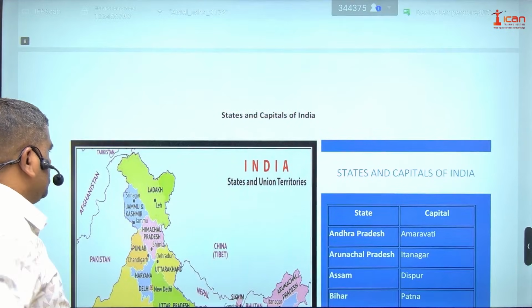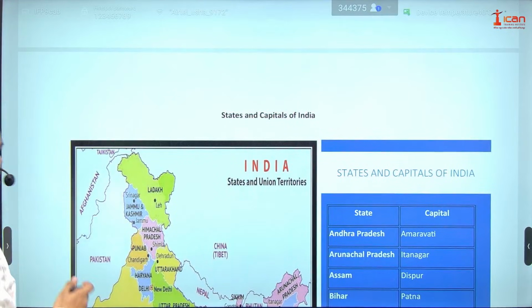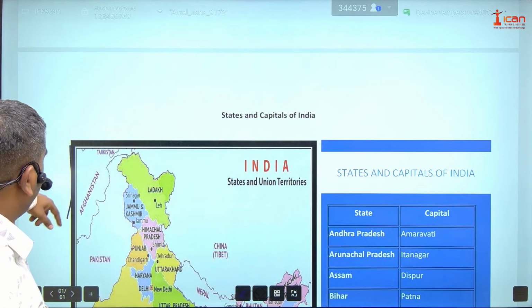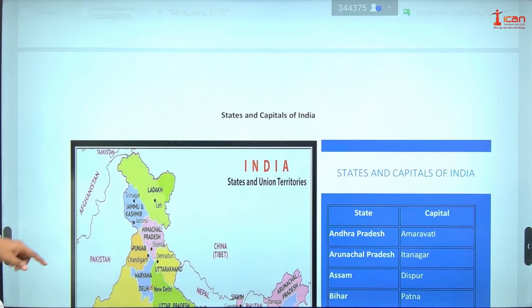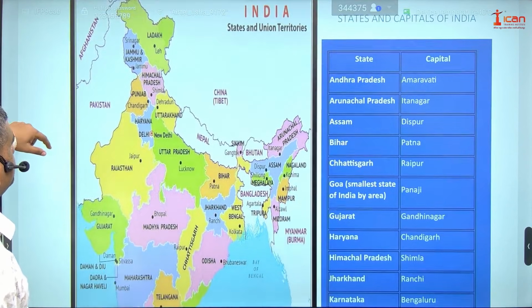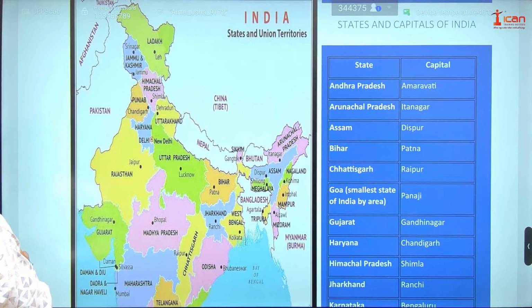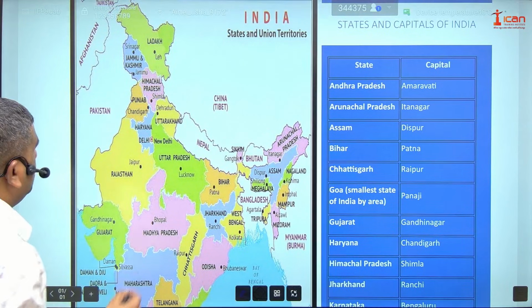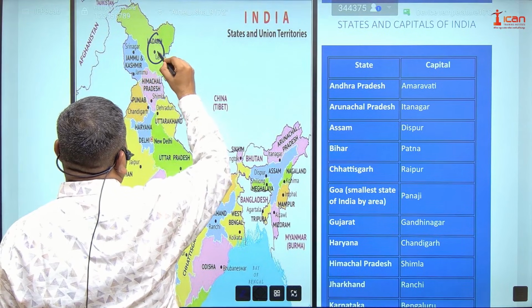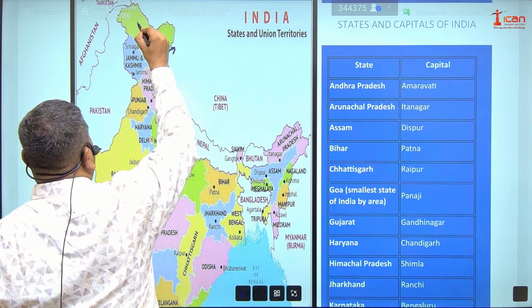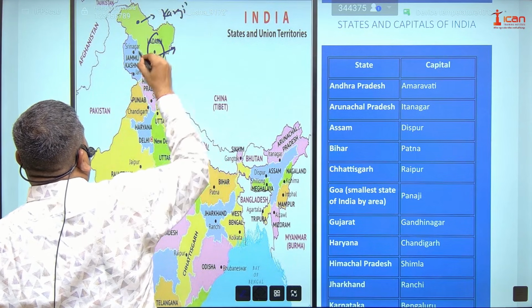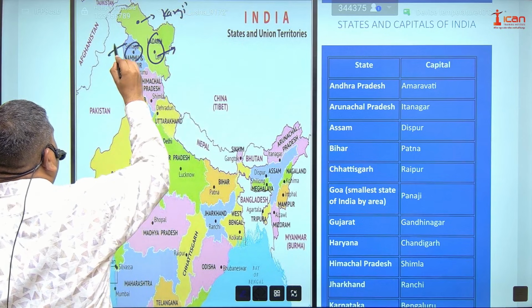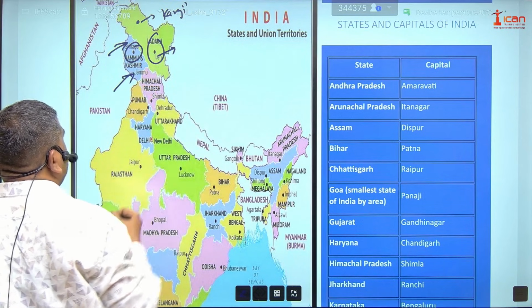Now let us look at the states and capitals of India. Of course, I have given a list here, but let's go step by step. So Ladakh, again it's a union territory. We have Leh as the summer capital, and then we have Kargil as well, which is another capital. Then Jammu Kashmir is the union territory. Srinagar is the main capital. Jammu is the winter capital.